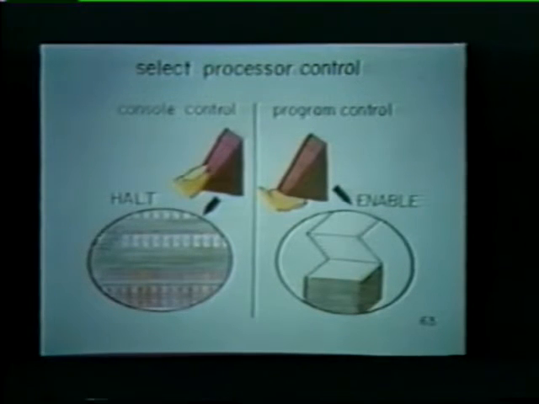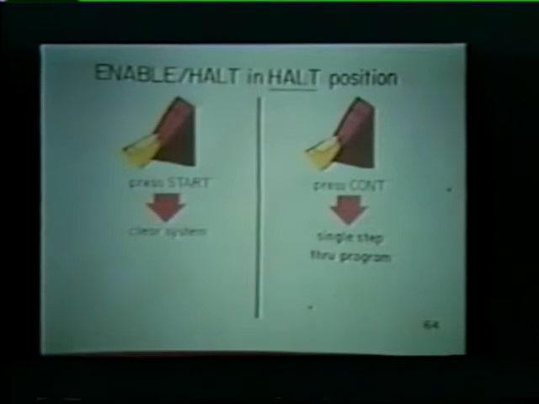Enable halt occupies a central position in the control switch group, both logically and physically, because it determines if the processor is to be controlled by the program or by the operator. In the halt position, control is exercised through the console switches. In the enable position, the program controls the computer operation. All switches, with the exception of the enable halt and the switch register, are disabled at this time. Let's see how the three switches are used together.